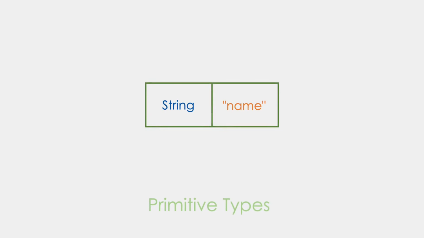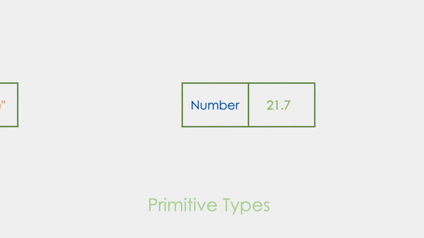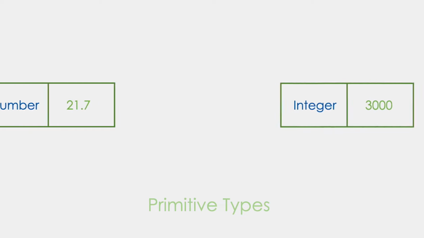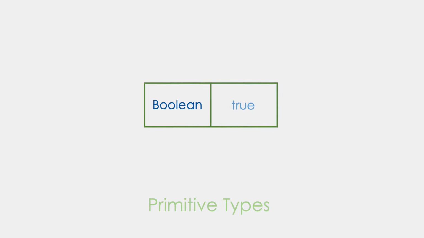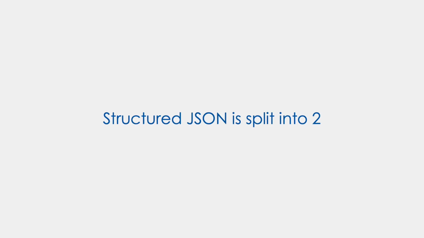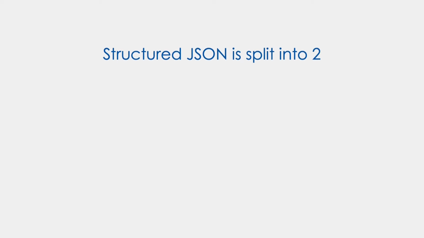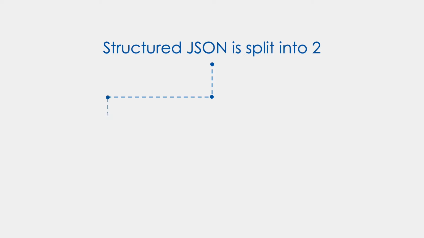Let's look closer to these primitive types: string, number, integer, boolean, and null. Now, we will talk about the structured types, which are split into 2 in JSON. First one is name-value pairs, called objects.